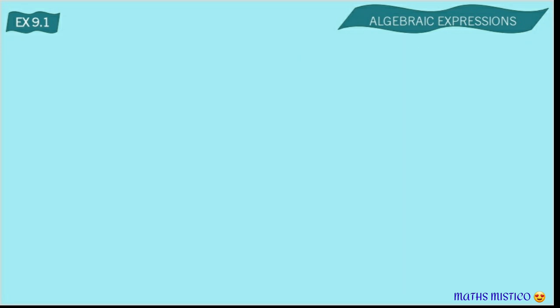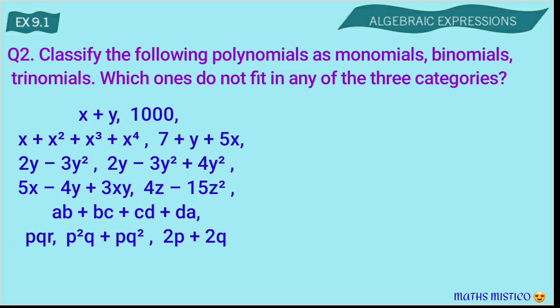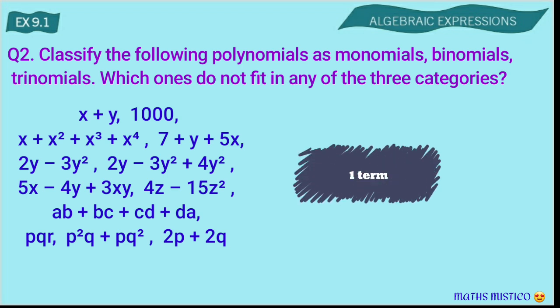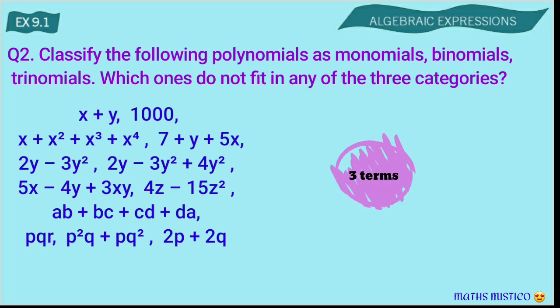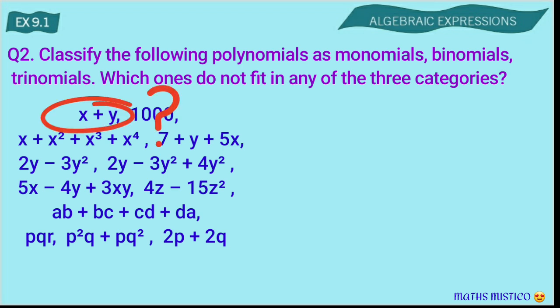Now let's classify the following polynomials as monomial, binomial, etc. What are monomials? They are those expressions which have only one term. Binomials are those which have only two terms and trinomials have three terms. But note that these terms should not be like terms. So where will you put x plus y? Correct, it is a binomial. So take 3 minutes and categorize.